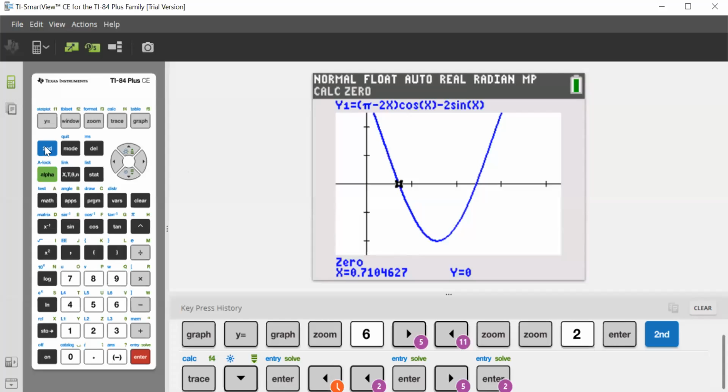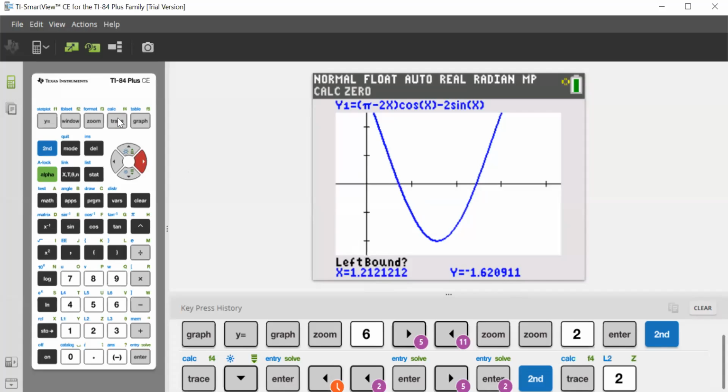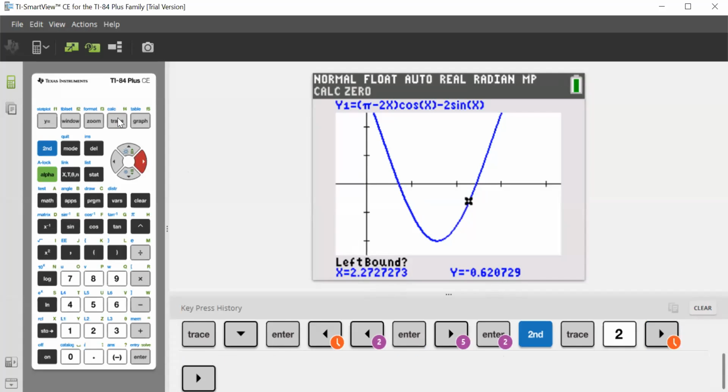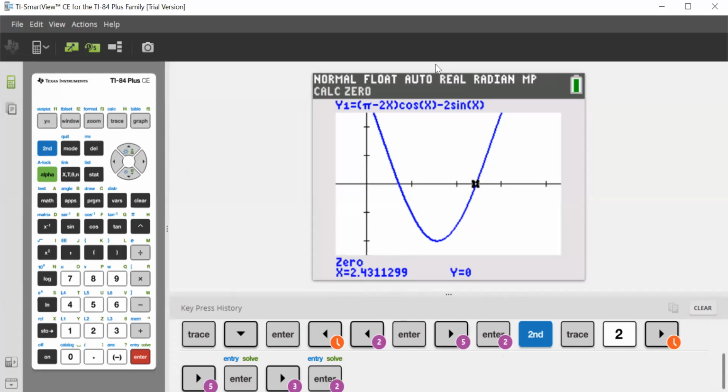And if we do the other one, it gives us what? 2.43. Now, is that more or less than pi over 2? More. That's more than pi over 2, so we can ignore that one. So we know that this one over here is our only option.